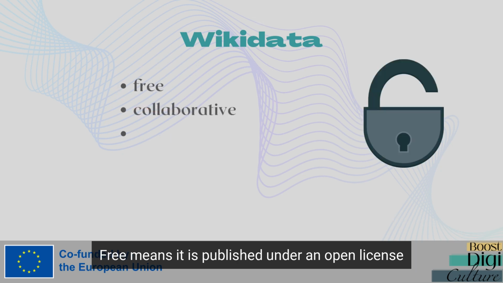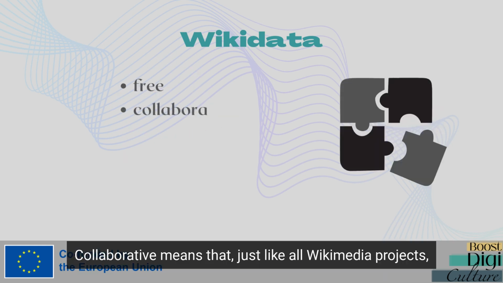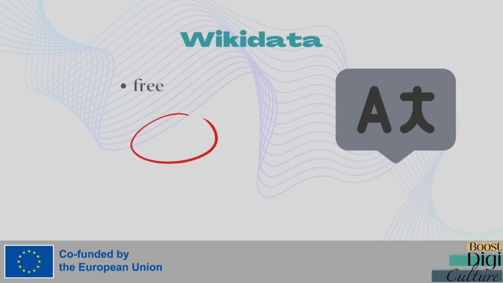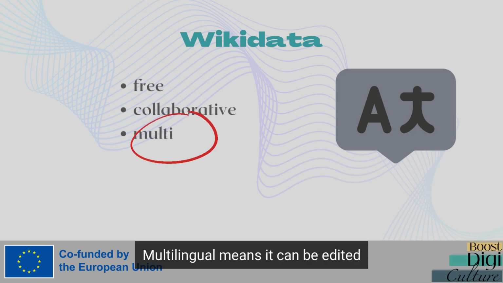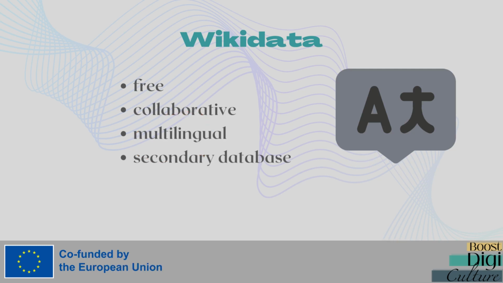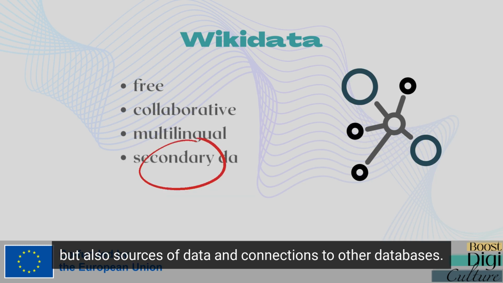Free means it is published under an open license that permits copying, modifying, distributing, and reusing. Collaborative means that just like all Wikimedia projects, it is edited by volunteers from all over the world. Multilingual means it can be edited in any language and data is automatically translated. And finally, secondary means it records not just data, but also sources of data and connections to other databases.